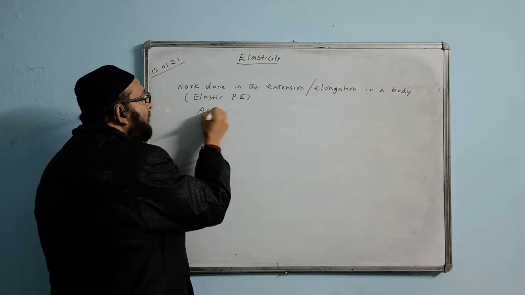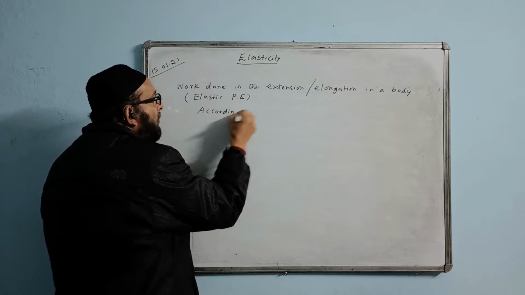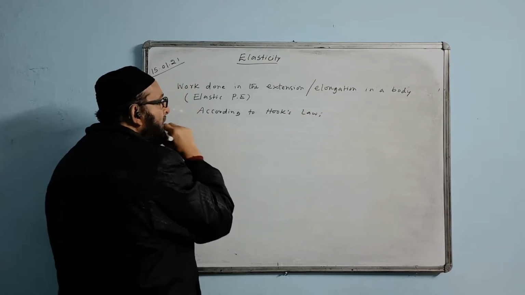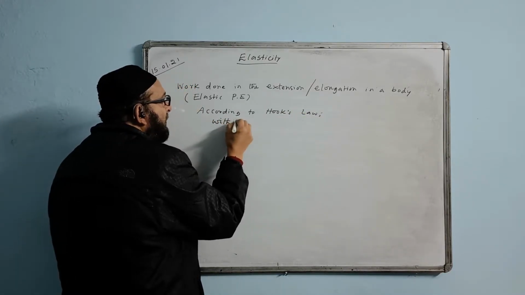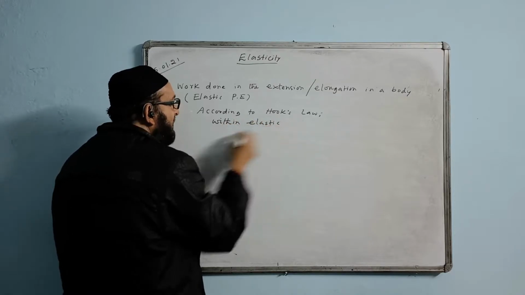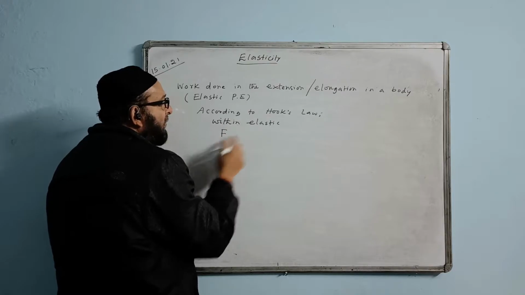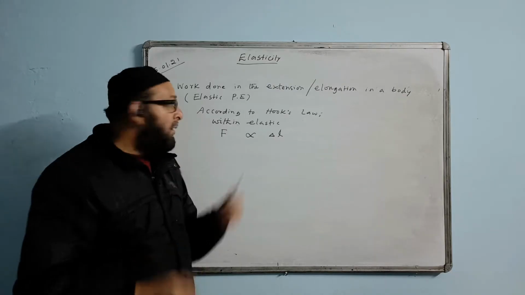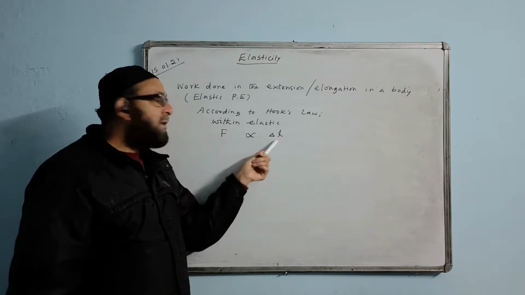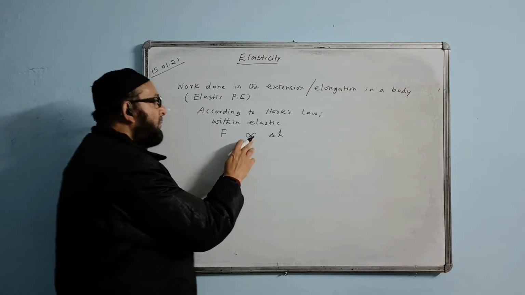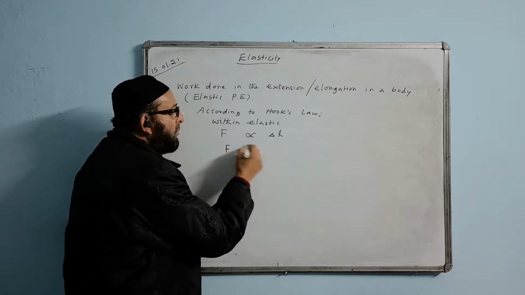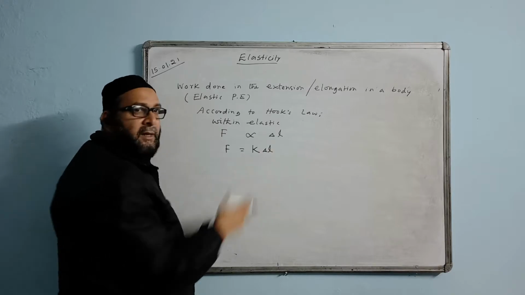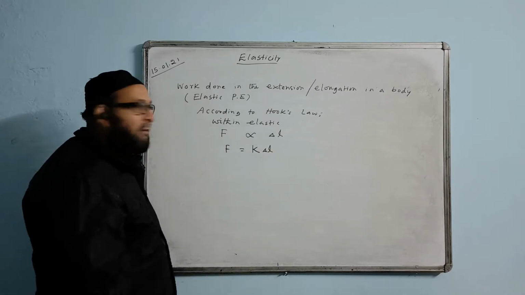According to Hooke's law, within the elastic limit, the force of elongation F is directly proportional to the elongation. More the force, more the elongation; less the force, less the elongation. We change this into an equal sign by multiplying a constant K into delta L. We can write delta L, delta X, or small e meaning elongation.